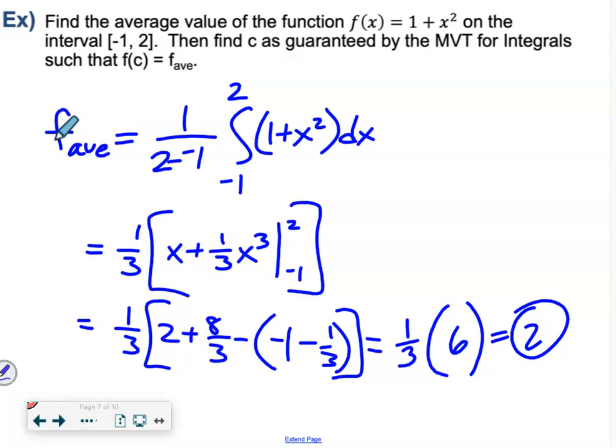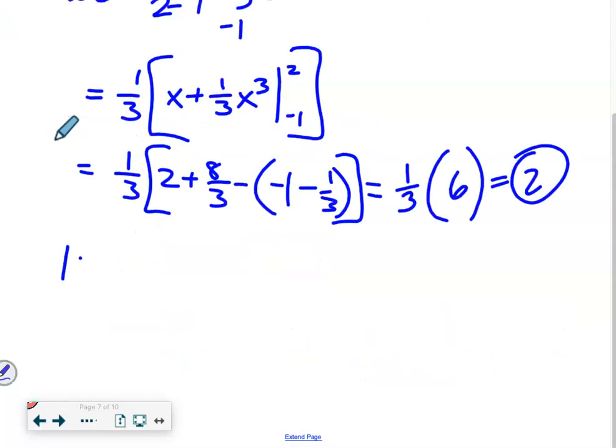All right. Now we have to find our c such that f of c equals f sub ab, which really means it's the x value where this function happens to have 2 as its y value, right? So our function is 1 plus x squared. To do that, you just have to set the function equal to your average value and solve for x. So take 3 seconds and solve for x.